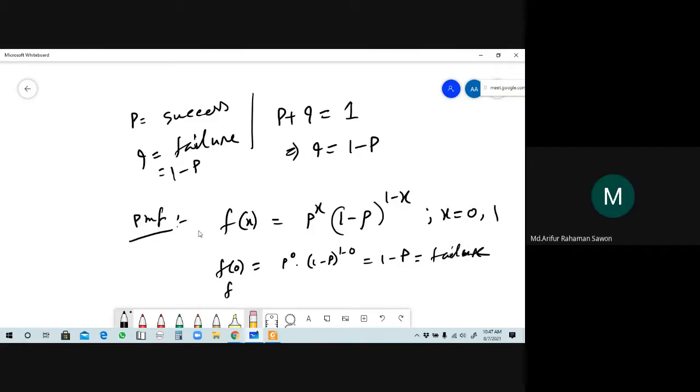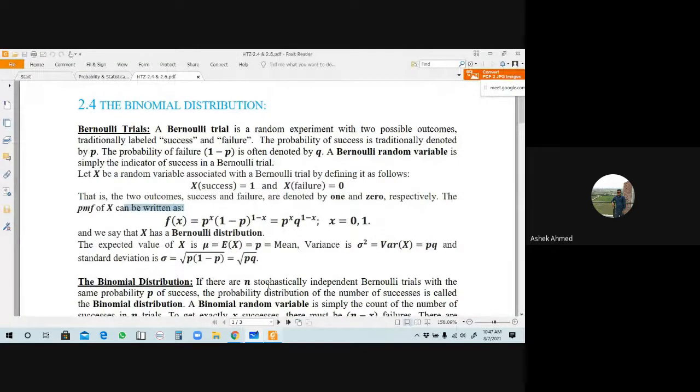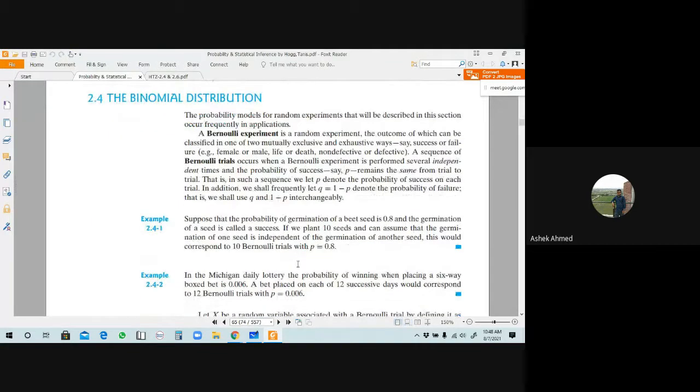Yes, sir. And if you write f of 1, then this will be p to the power 1 into 1 minus p whole to the power 1 minus 1, that is p into 1 minus p whole to the power 0. Only p, and p means success. Understand? So this f of x represents the PMF of Bernoulli, not binomial. From here we can say that X has a Bernoulli distribution. The expected value of X represents the mean. Understand? The expected value of X represents the mean value.